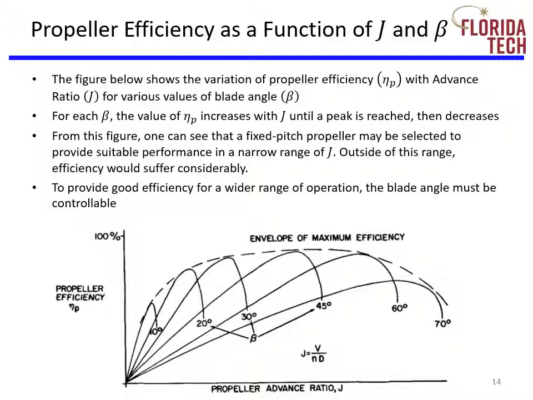This figure shows the variation of propeller efficiency with advance ratio for various values of blade angle. For each beta, the value of propeller efficiency increases with J until a peak is reached and then decreases. From this figure, one can see that a fixed pitch propeller may be selected to provide suitable performance in a very narrow range of J. Outside of this range, efficiency would suffer considerably. To provide good efficiency for a wider range of operation, the blade angle must be controllable.